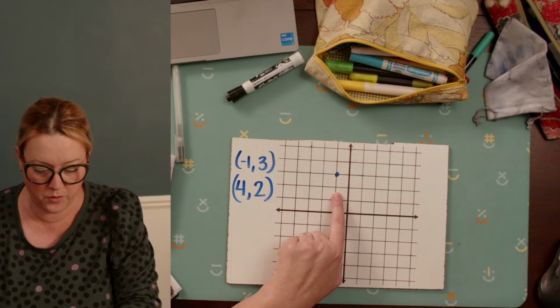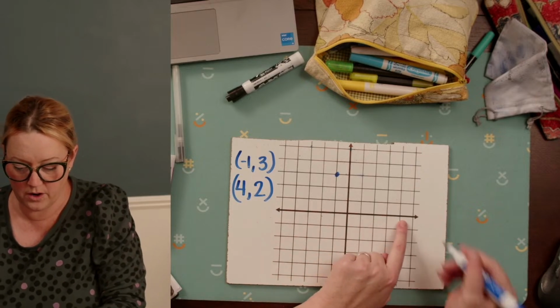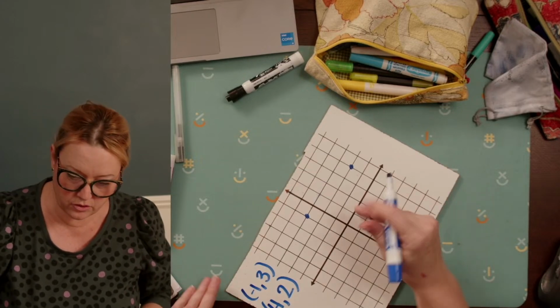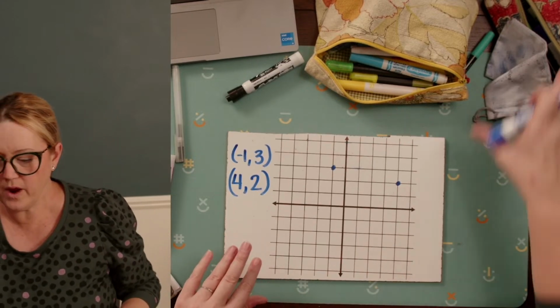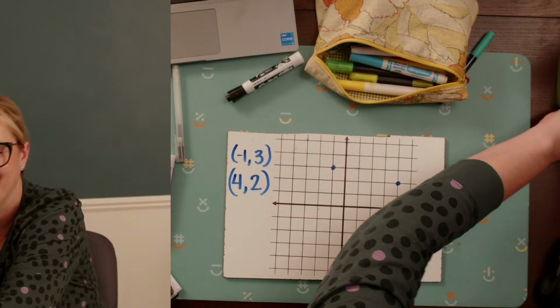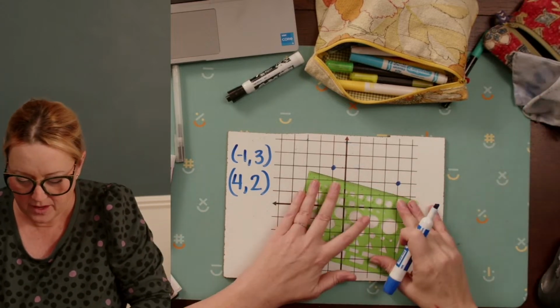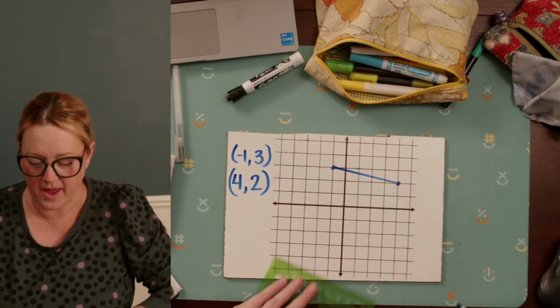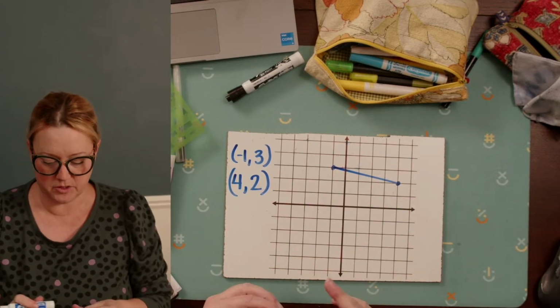So -1, 3, and we have 4, 2. Great. So we've got these two. Where did I put my ruler? Oh, that's right here. Okay. So I'm going to find my distance between those two, right?